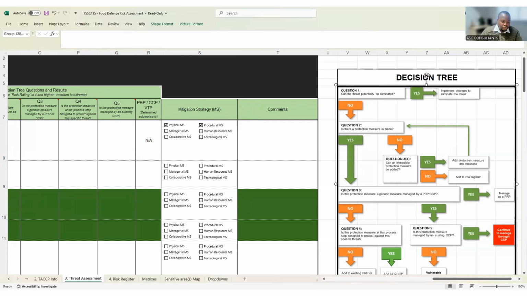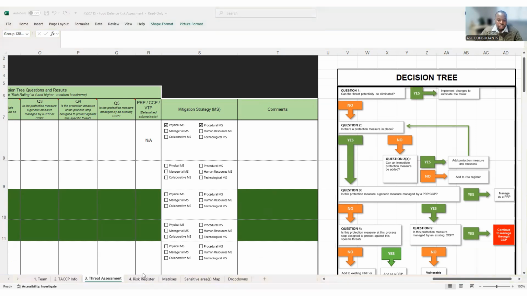And you combine this threat assessment. You look at the team, the threat, the TESAP info, the risk register, the metrics, sensitive areas, and everything that you have done. So every one of these tabs, the threat assessment, the risk register, your procedures, and everything that is around food defense, we would then refer to as a food defense plan.